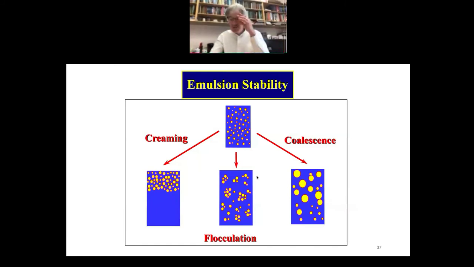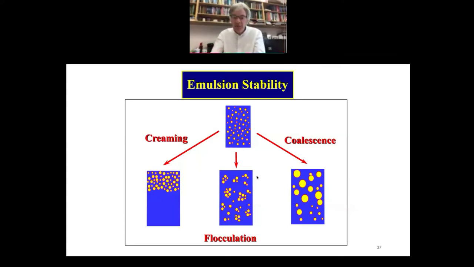The second mechanism is flocculation. In this case, the droplets, the colloidal droplets, have come together, but they haven't lost their individual identity. So they've come together as loose flocks or as clusters. And I'll show you some of the different mechanisms that may be involved in flocculation.